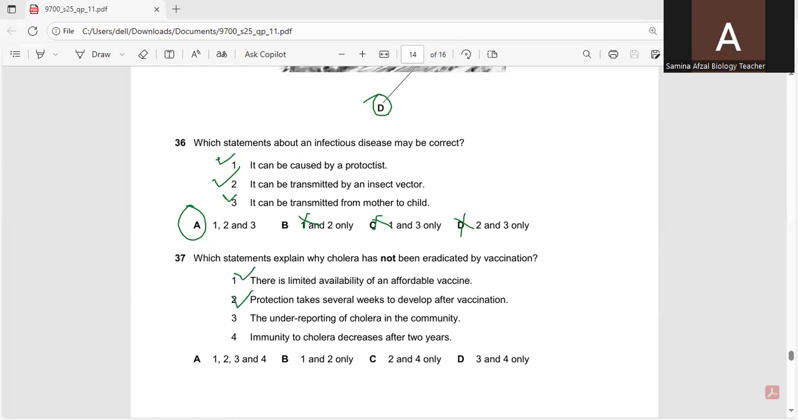The third one is the under-reporting of cholera in the community. Yes, it also happens. Accurate data is crucial for tracking disease spread and targeting vaccination efforts. When cases go unreported, public health officials lack a clear picture of where outbreaks are occurring. So this is also a correct statement. Immunity to cholera decreases after 2 years. This is a key biological reason why eradication is so difficult. So it is also a fact. A is the correct option. B, C, and D are not the correct options.